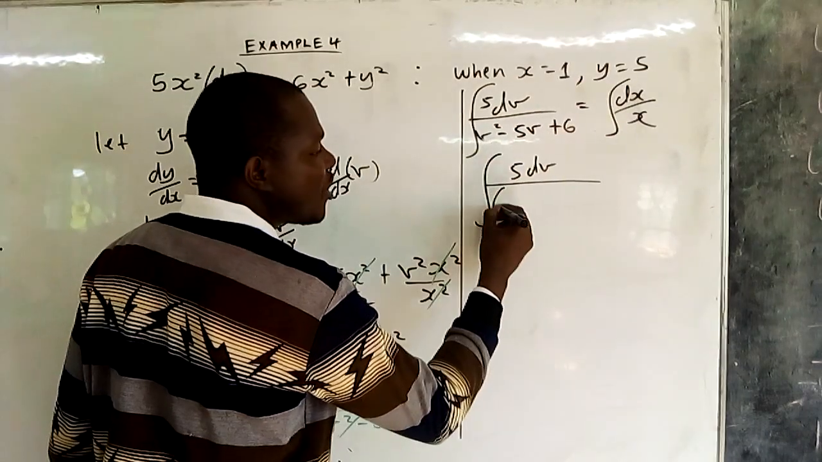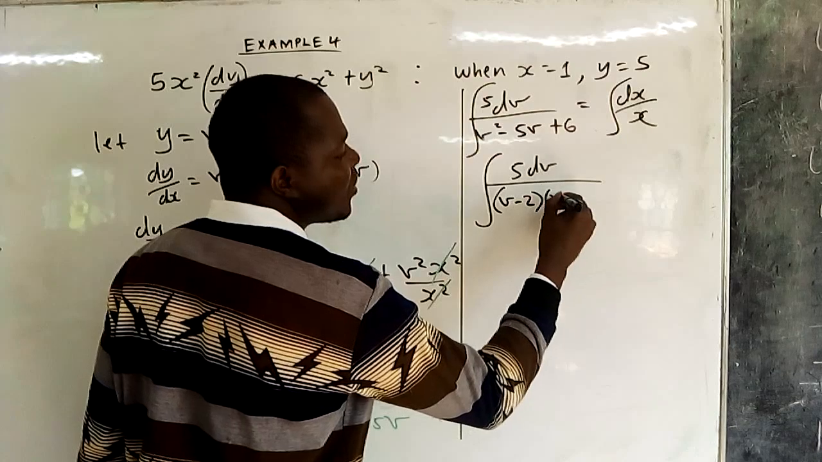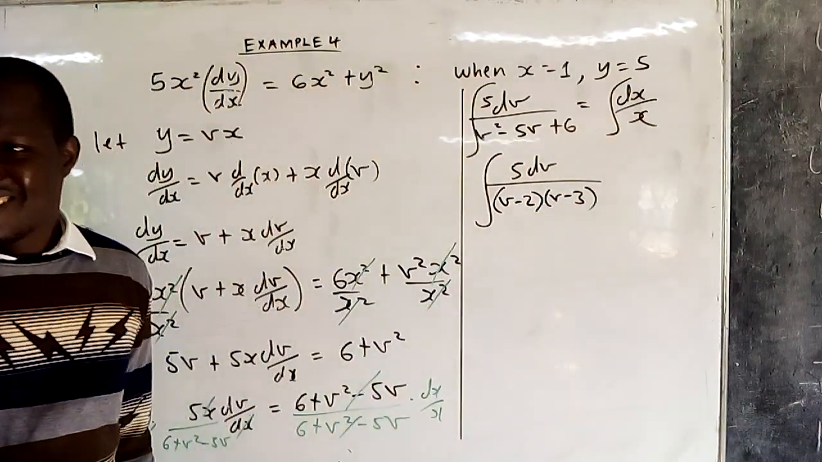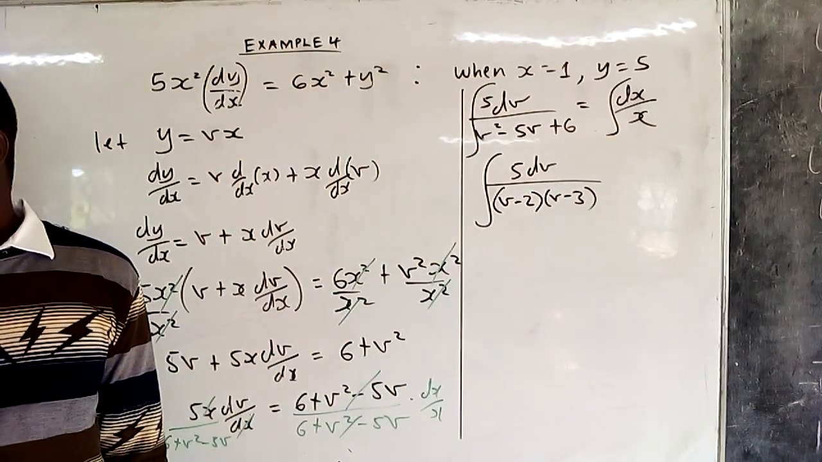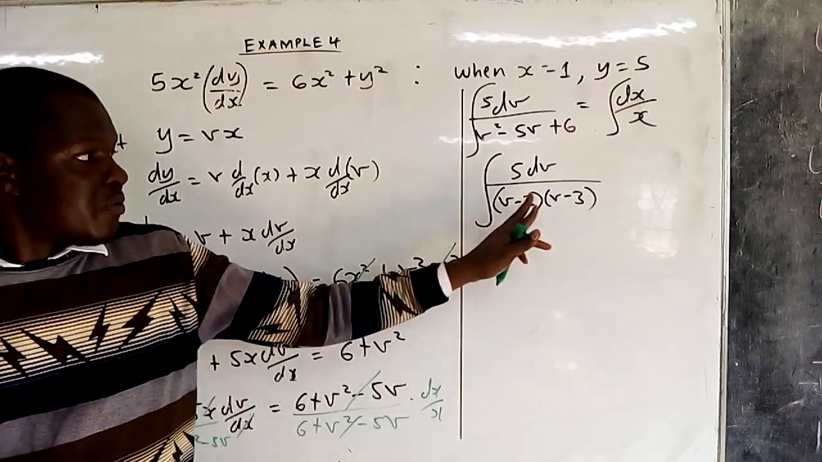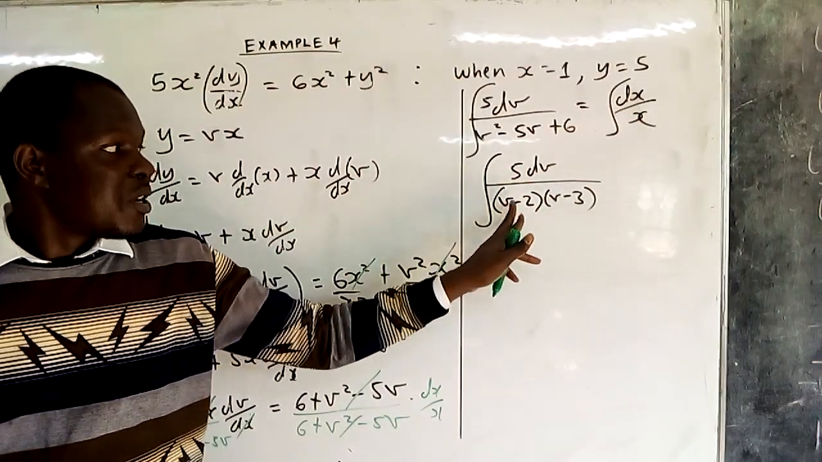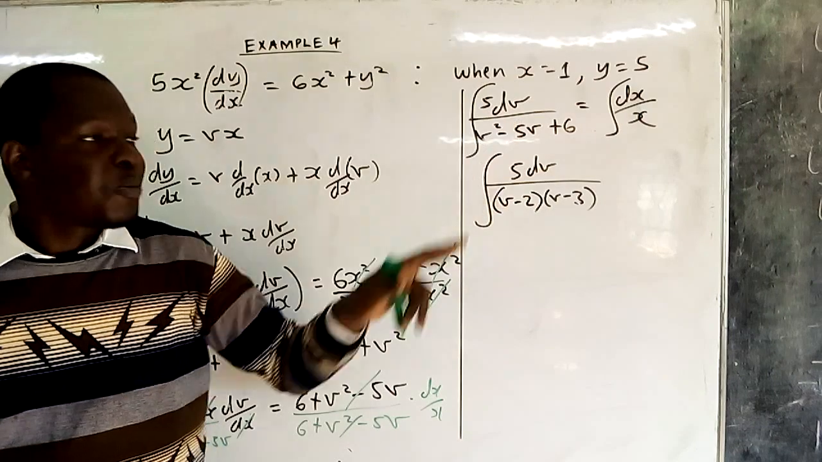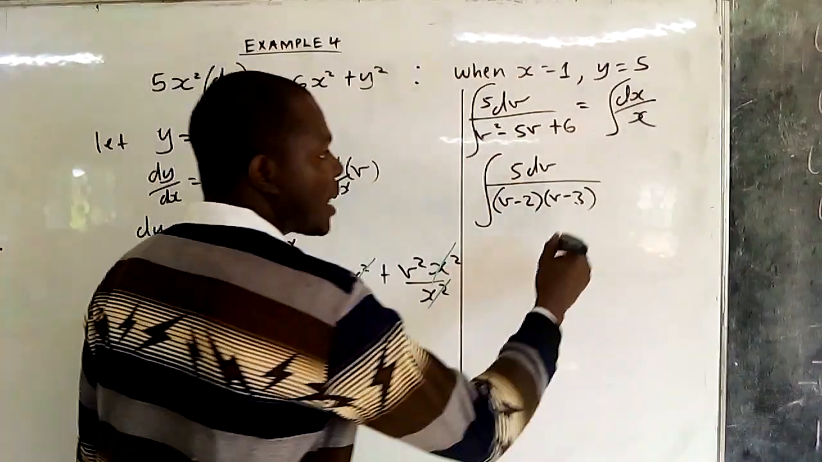So it means here you are going to get v minus 2 into v minus 3, isn't it? Very simple. Those are things you did in algebra. V times v is v squared, negative 3v, negative 2v, then negative times negative plus 6. Algebra on the spot. You are done.